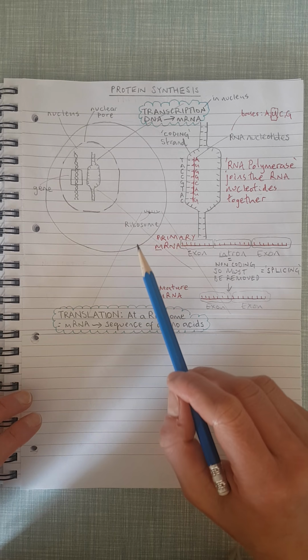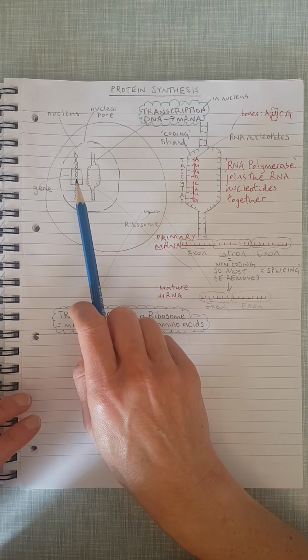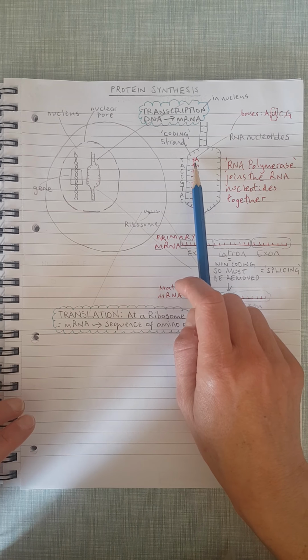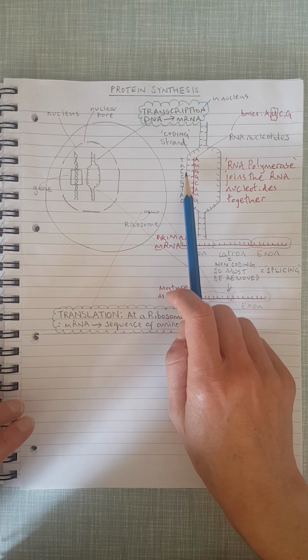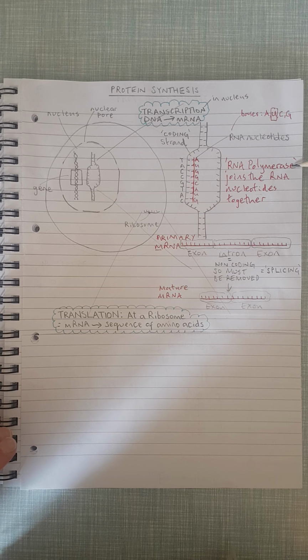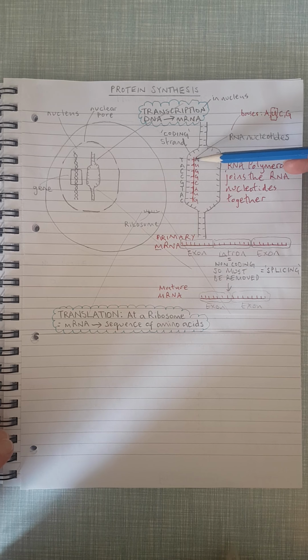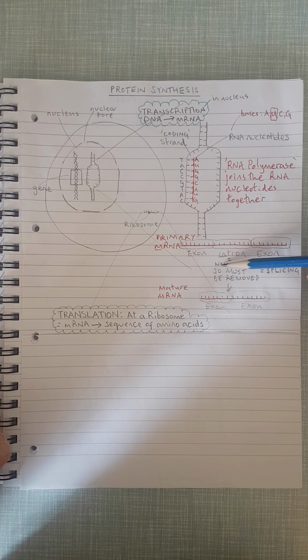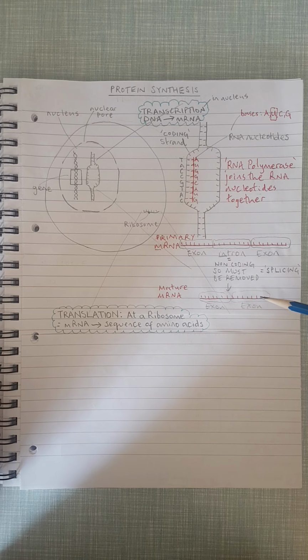So, just to recap what we did in the last tutorial, transcription is where we saw the importance of the RNA nucleotides complementary base pairing with the nucleotides on the DNA coding strand, the importance of the hydrogen bonds holding those complementary bases together, the importance of the enzyme RNA polymerase joining those nucleotides together, and the importance of the process of splicing to remove those non-coding regions, the introns, so that you have a mature mRNA that's made up entirely of coding regions.